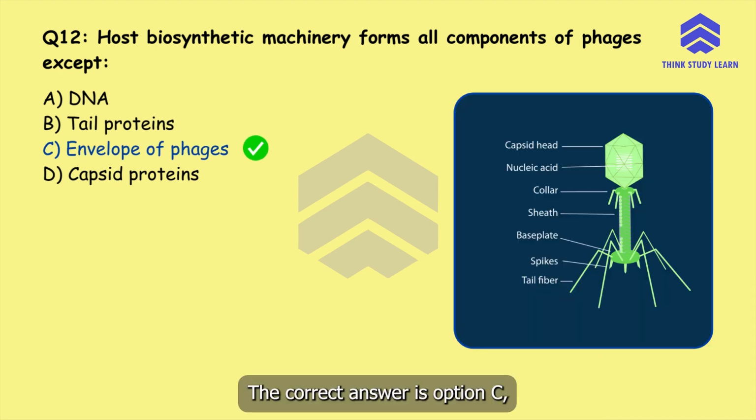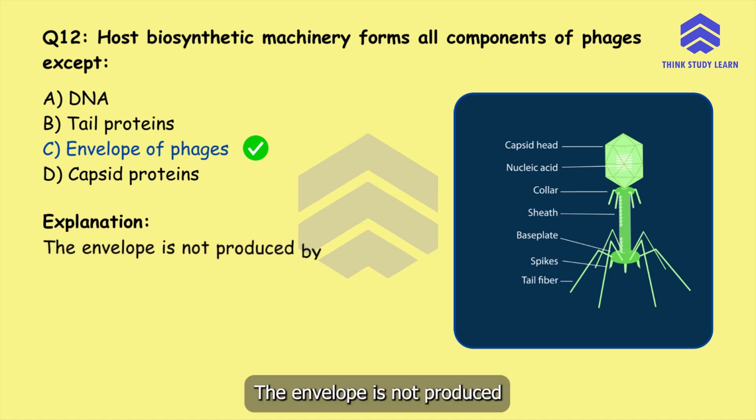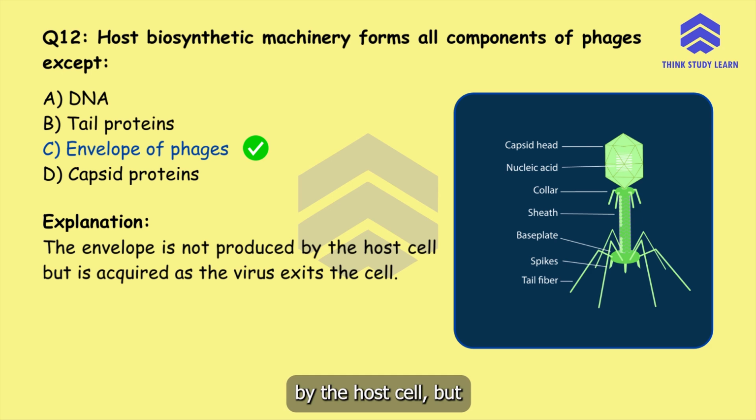The correct answer is option C, envelope of phages. The envelope is not produced by the host cell but is acquired as a virus exits the cell.